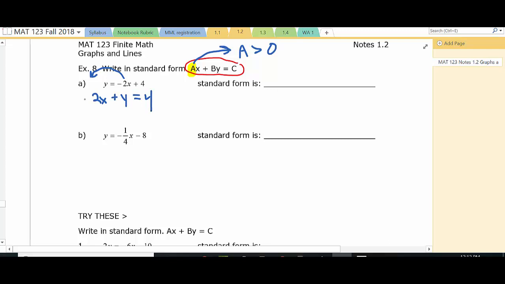It's got everything you need. You got x and y on the left. The number in front of x is positive. Therefore, that's what we want. Sometimes it's just a matter of rearranging things like that. All right? Okay?